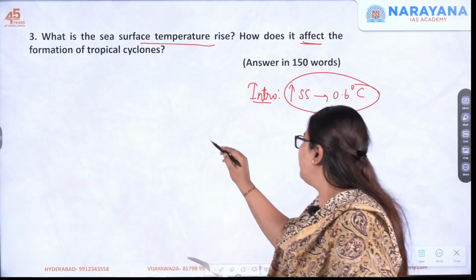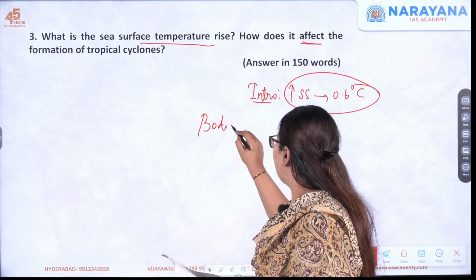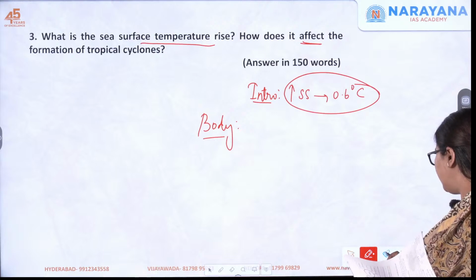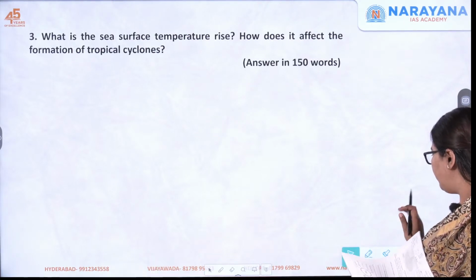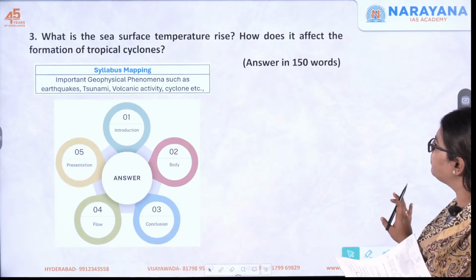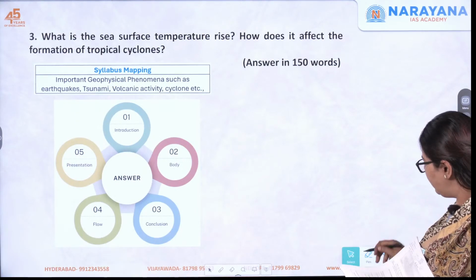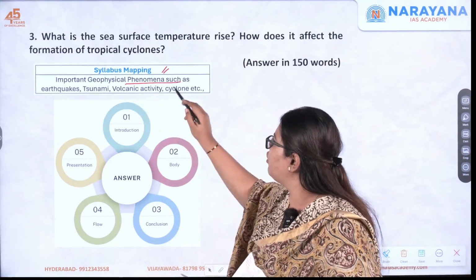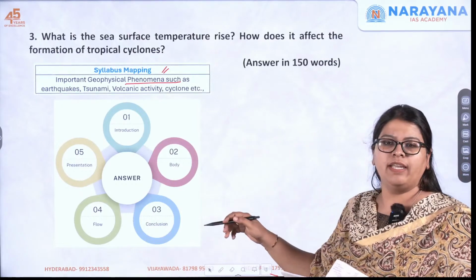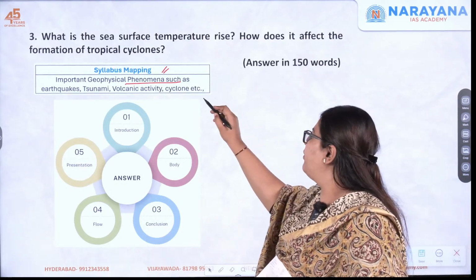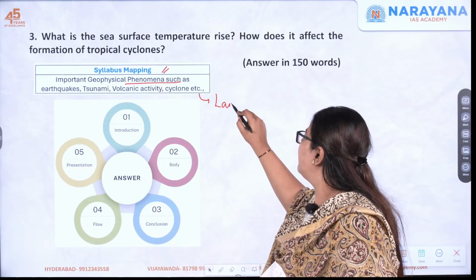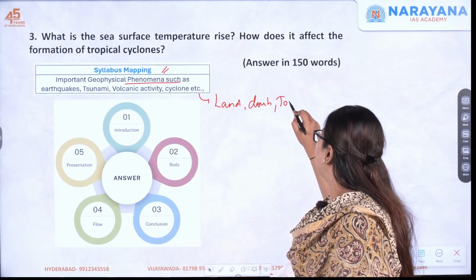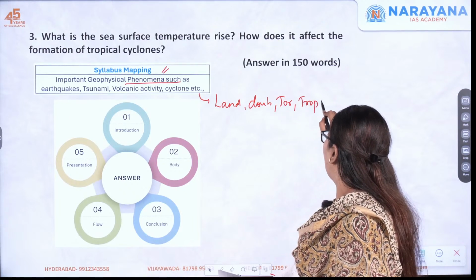Now moving on to the body, we'll be discussing what is sea surface temperature. Let us see this also, because I've directly mapped it to the syllabus, where important geophysical phenomena such as earthquake, tsunami, volcanic activity, cyclone, etc. are important. So over here, landslides, cloudburst, tornadoes, and tropical cyclone all form a part of it.